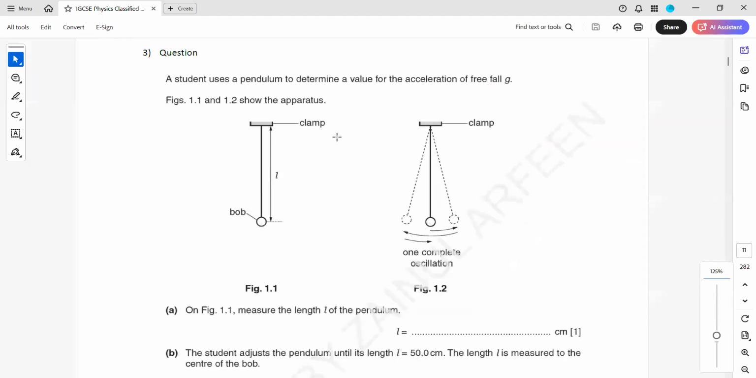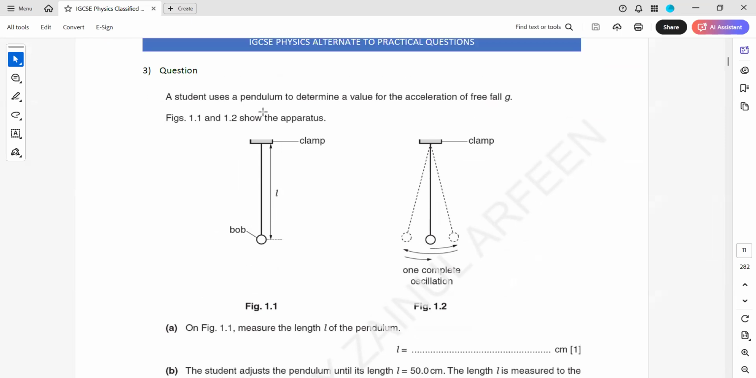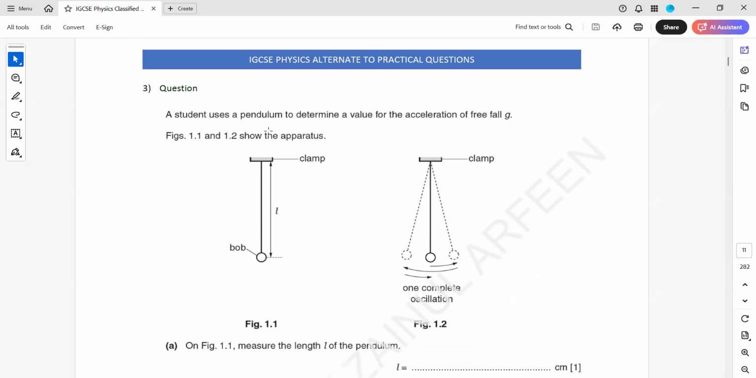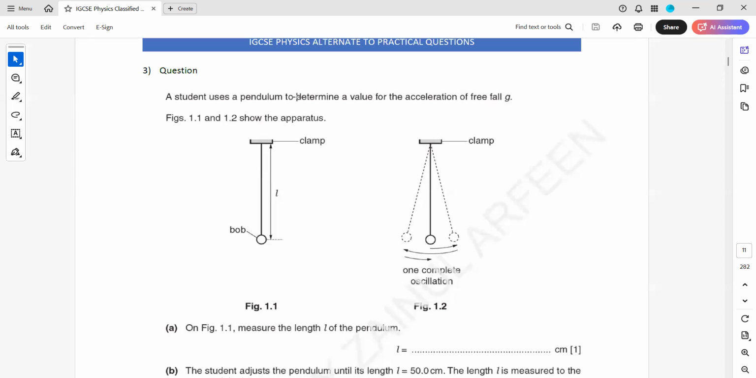Question 3. The student uses a pendulum to determine the acceleration of free fall. I will share this file with you after the session, so you can also practice the remaining questions, okay? The first thing we did was how to plan an experiment. Now, sometimes in questions, you will have to write the values as well.